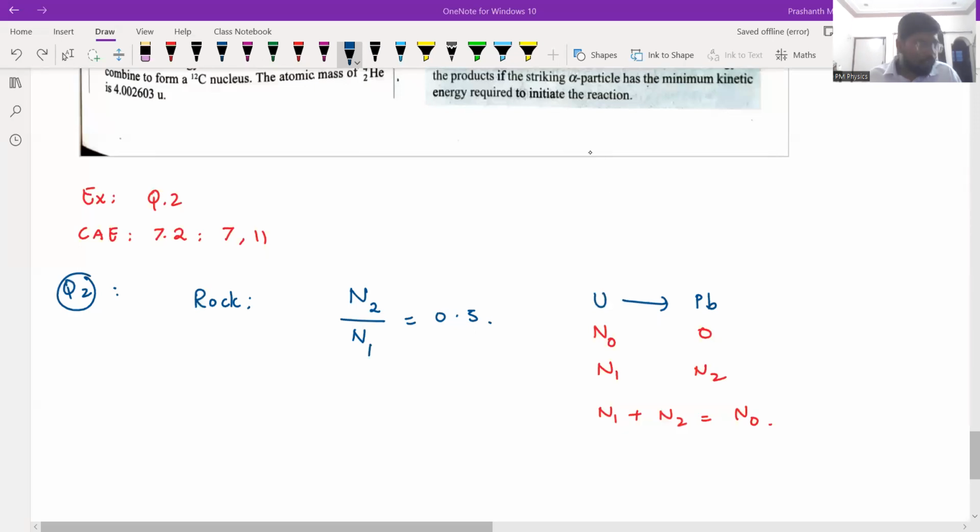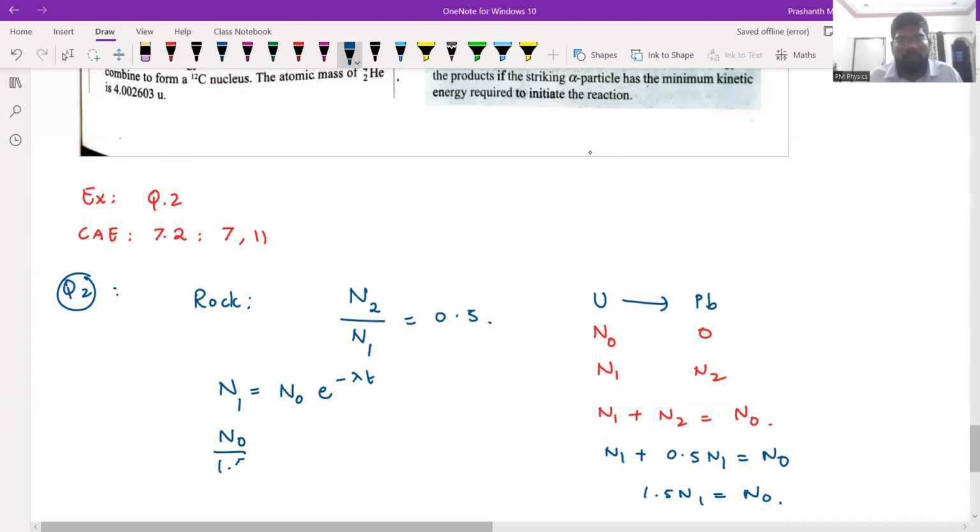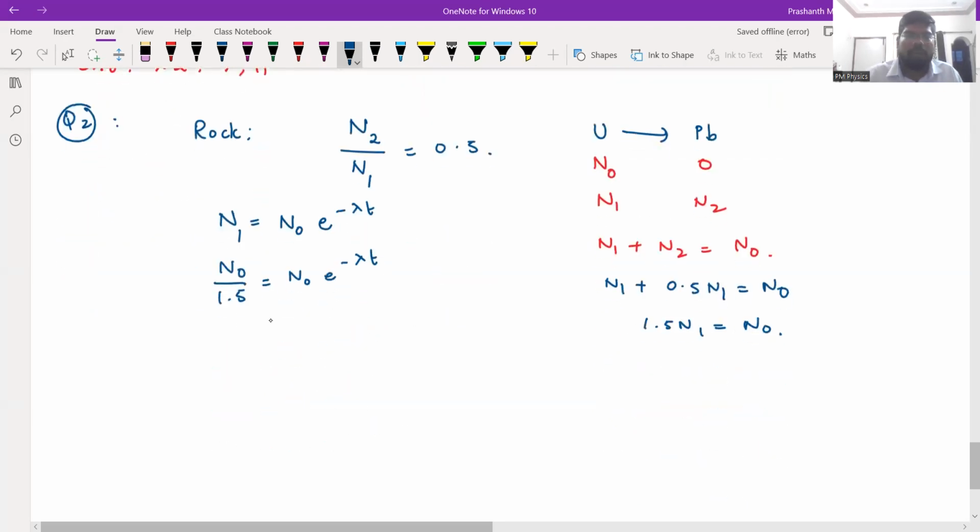Right. So we want to find N1, then only we can estimate the age, because we know that N1 is equal to N0 into e power minus lambda t. But we don't know N0 also. How do we proceed? Let us write in terms of N0 only. In the place of N2, we can write 0.5 N1, so N1 plus 0.5 N1 is equal to N0. So 1.5 N1 is equal to N0. So N1 comes out to be N0 by 1.5, which is equal to N0 into e power minus lambda t. Done. So we got the time, right?